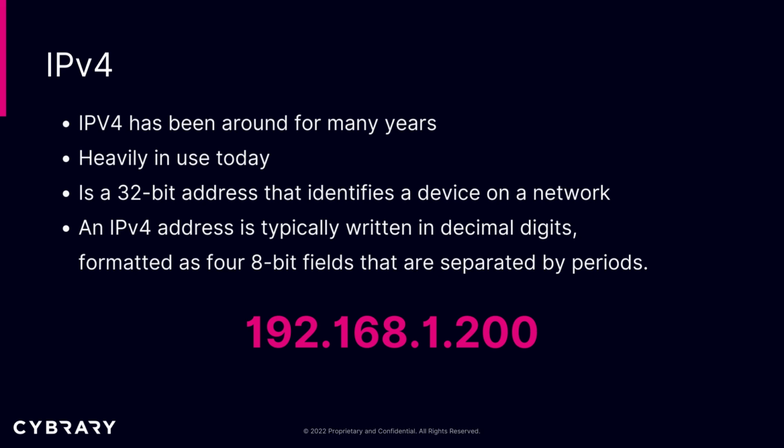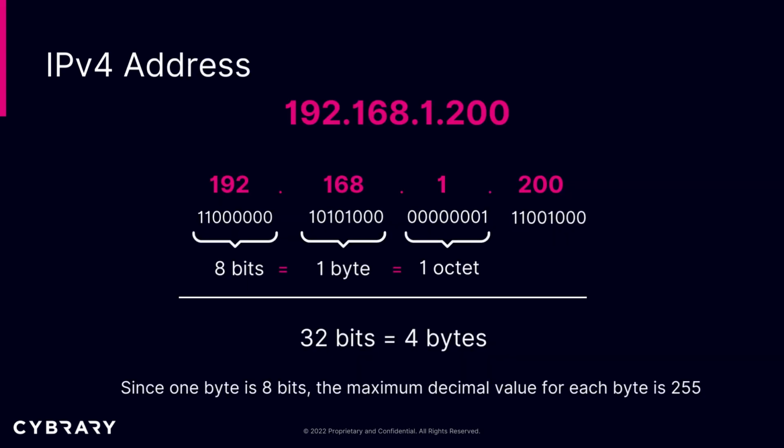An IPv4 address is typically written in decimal digits, formatted as four 8-bit fields that are separated by periods, like in the example below. This IP address is 192.168.1.200. However, if you break that down and look at it in binary, this is how that same IP address looks in binary. The 192 octet is really broken down to 11000000. Then you have your dot, and then you have the 168. The 168 in decimal format reads 168, but in binary, it's actually 10101000, and so forth for the rest of the IP address.